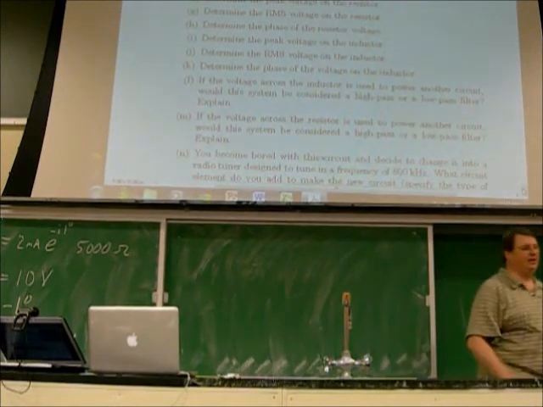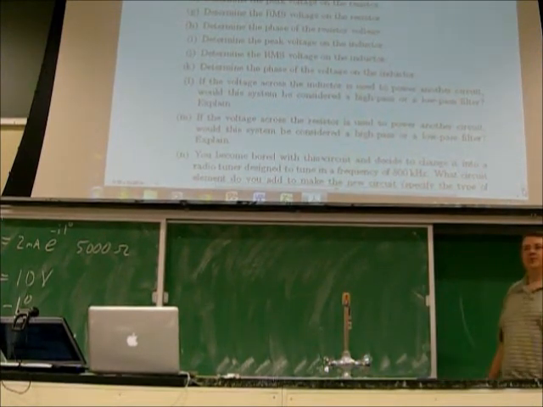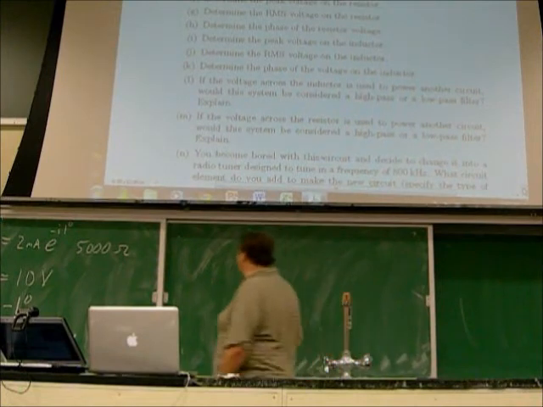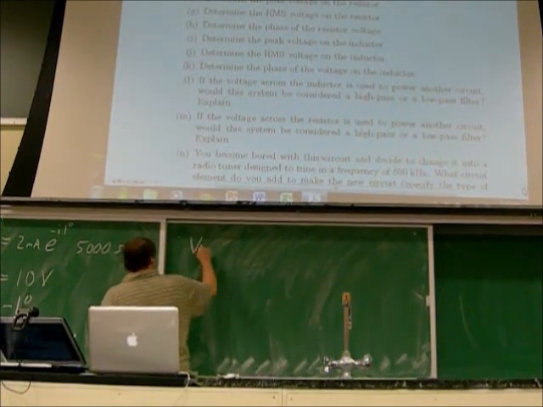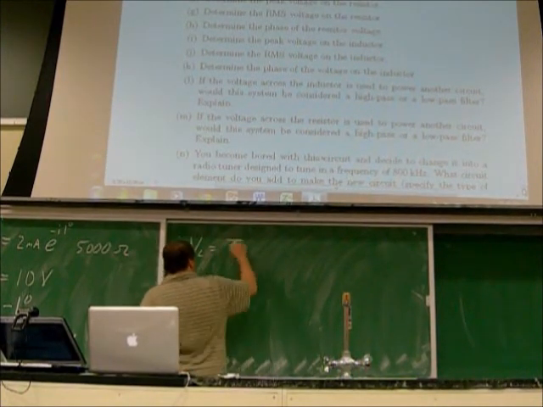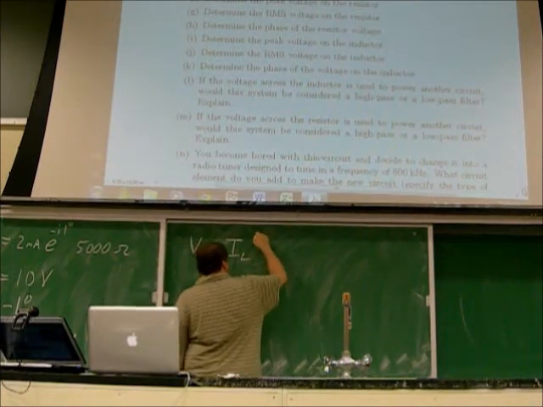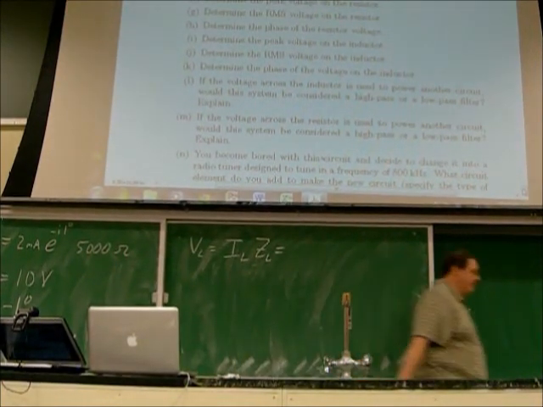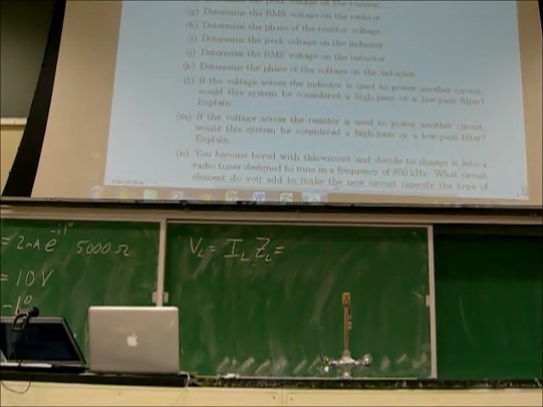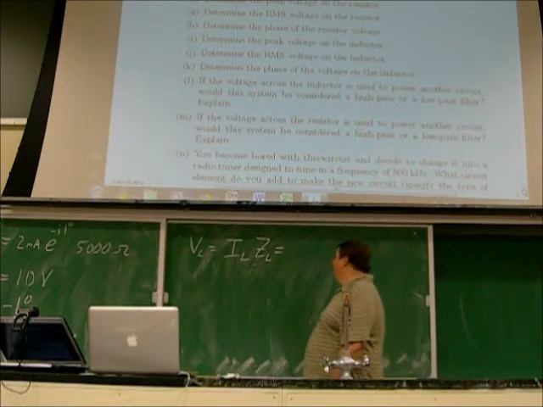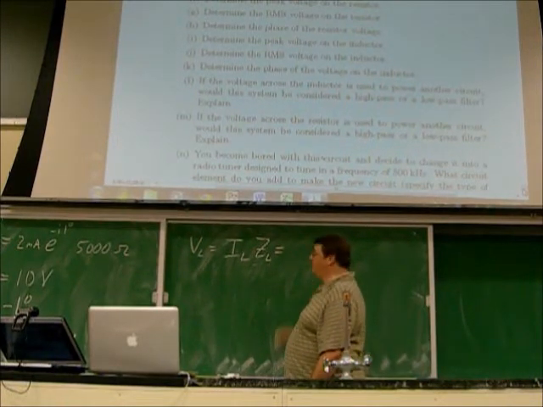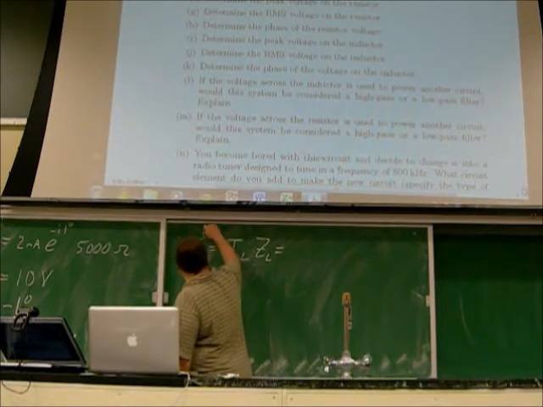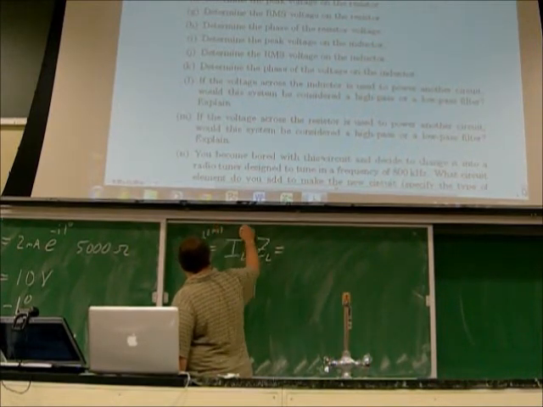Last thing to be calculated is voltage on the inductor. A plus IB or C e to the I format? Yeah, C e to the I phi, so I'm going to do this one in RMS first also, just because the numbers are round.